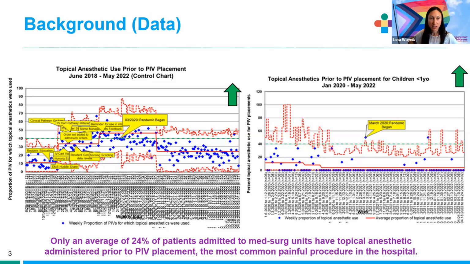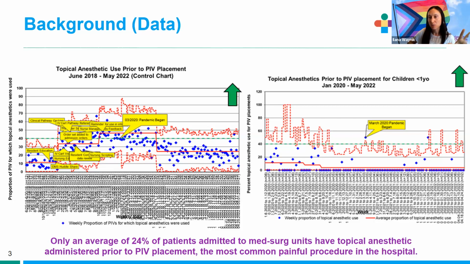In this case, the y-axis is the proportion or percentage of IVs placed for which topical anesthetics were used. The scope of this was just on the medical surgical floors. So this was not in the ED, ambulatory areas, or PICU. This was just on the medical surgical floors. This is where we decided to start this work.